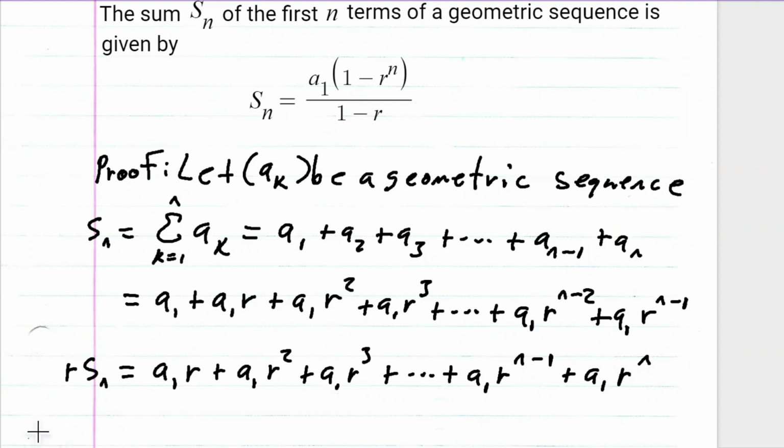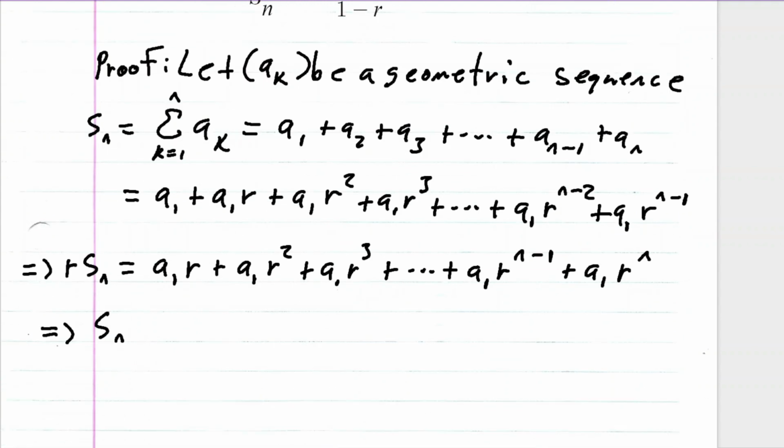Now, let's look at the difference between these two sums. So if we look at S of n minus r S of n, okay? Well, what would that give us? Okay? So we have S of n, a sub 1. So we would have a sub 1 here.